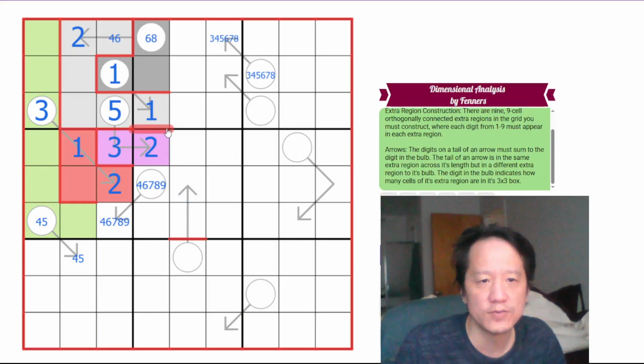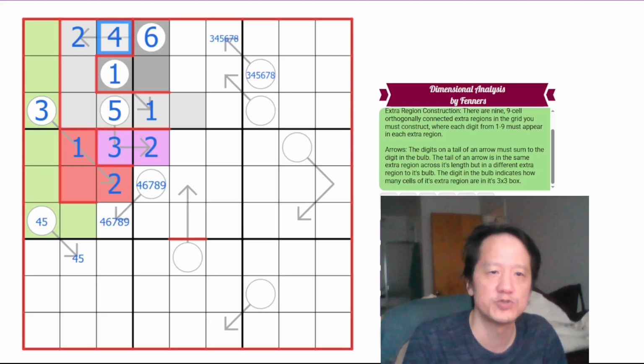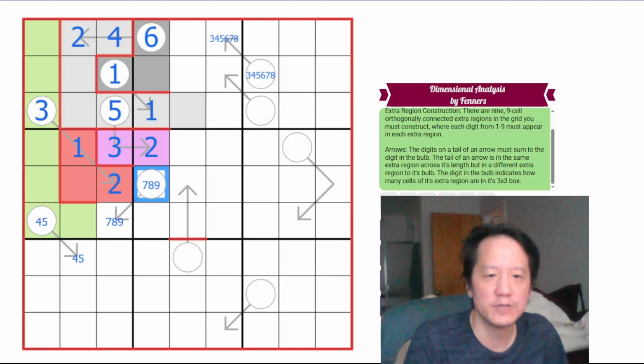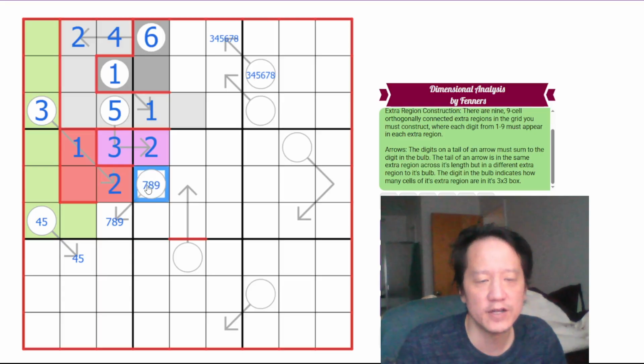This is a different region here. So this must be light here. And since this is light, that means this medium gray region cannot have 8 digits there. So this must be 6, which makes this 4. This can't be 4, 6. This can't be 4, 6. This must have 7, 8, or 9 here.